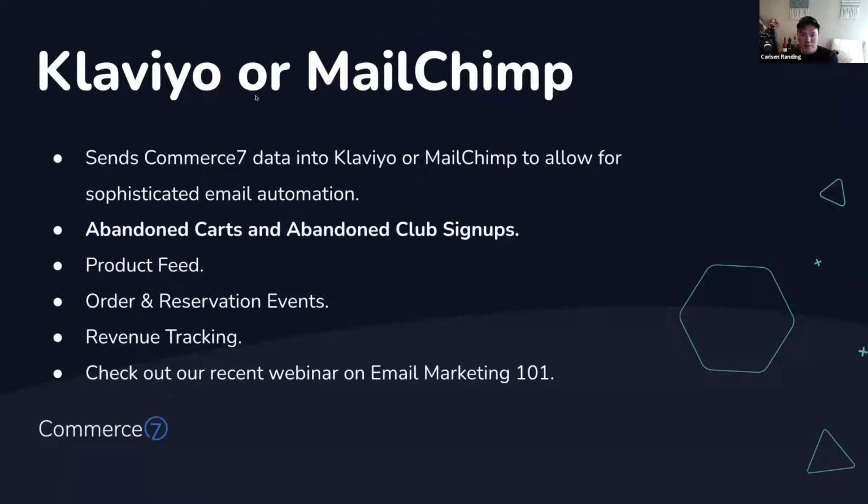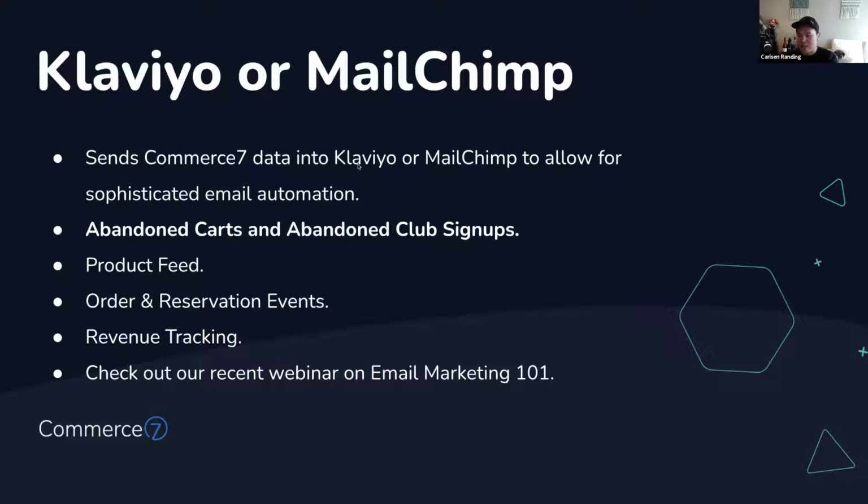Klaviyo and MailChimp are email marketing services that allow for sophisticated email automations. You can configure different triggers to send out different emails to your customers out of Klaviyo or MailChimp. These triggers are generally linked to a customer action or customer behavior, where they make a purchase or sign up for a club or haven't made a purchase in a long time. You can configure a lot of sophisticated automation on the Klaviyo and MailChimp side to trigger these emails.